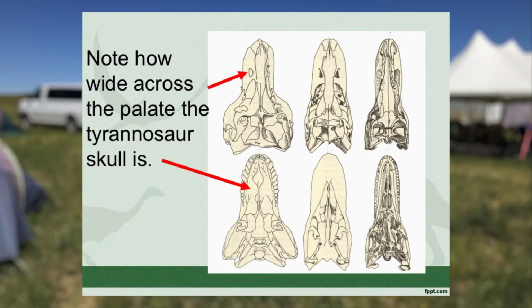Once again, look at that. T-Rex skull compared to some other dinosaurs. Look how wide that is. So really, just the main hypothesis based on the skull shape and the teeth is that he grabbed on and just crushed.